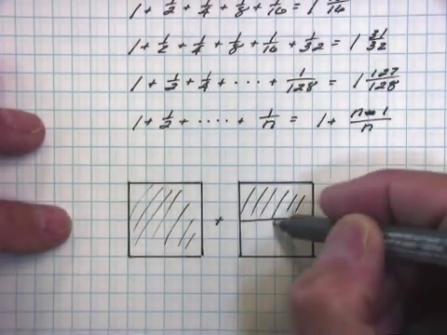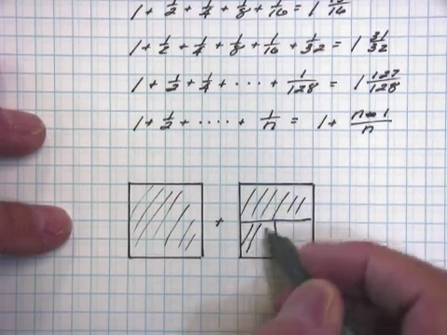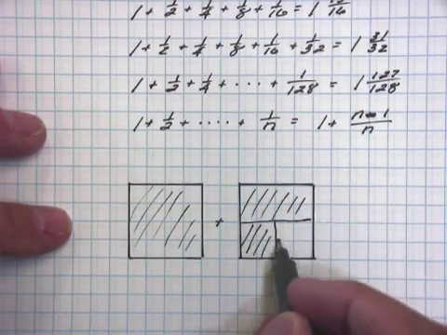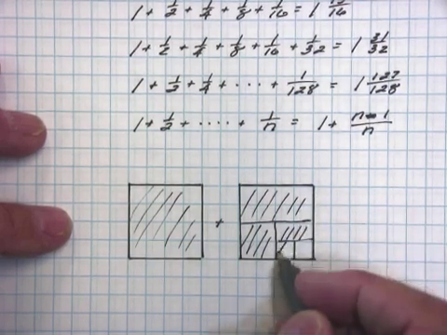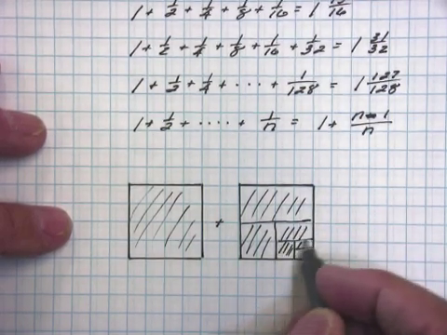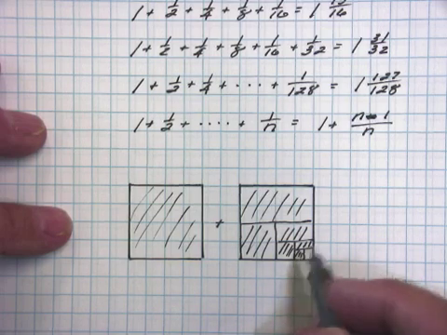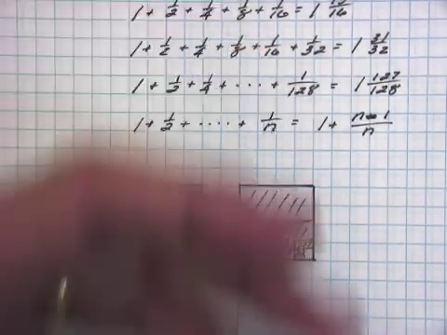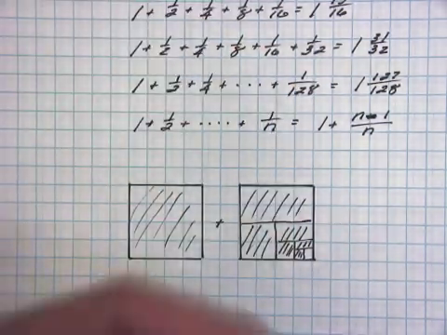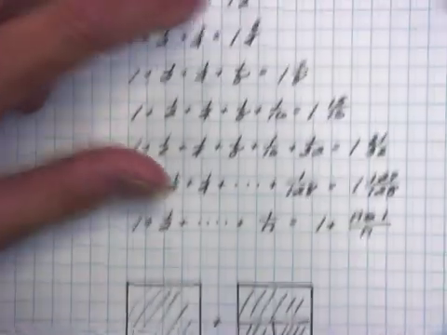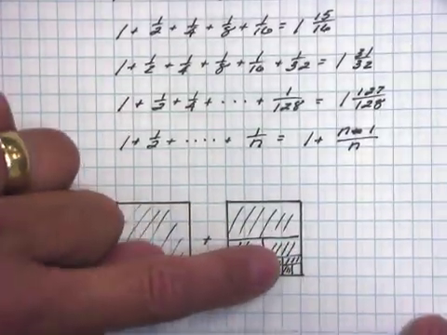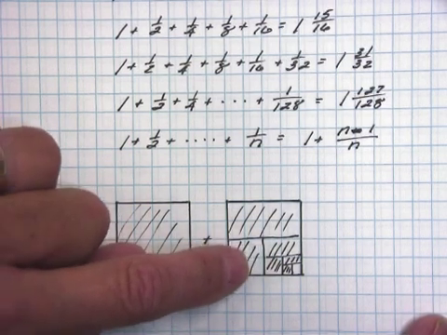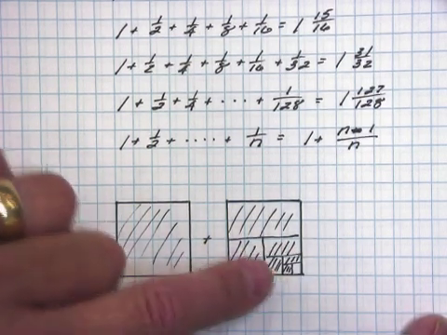Now, in every single one of these, I had that integer 1 out in front. So I always have the 1. Okay? In the next one, I had a half. So 1 plus a half. In the next one, I added a fourth. In the next one, I added an eighth. In the next one, I added a 16th. And then a 32nd. And then a 64th.